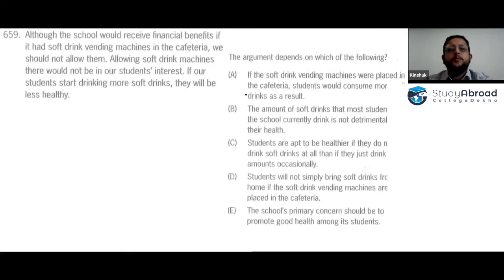All right, I hope that you paused the video and you have solved the question. Now let us find out the assumption behind this argument. The argument says that although the school would receive financial benefits if they had soft drink vending machines in the cafeteria, the author says that they should not allow them. The soft drink vending machines should not be allowed. For what reason? Allowing the soft drink machines there would not be in our students' interest.